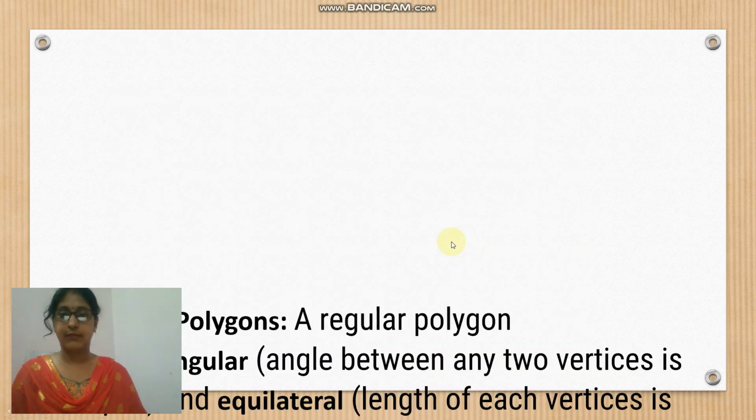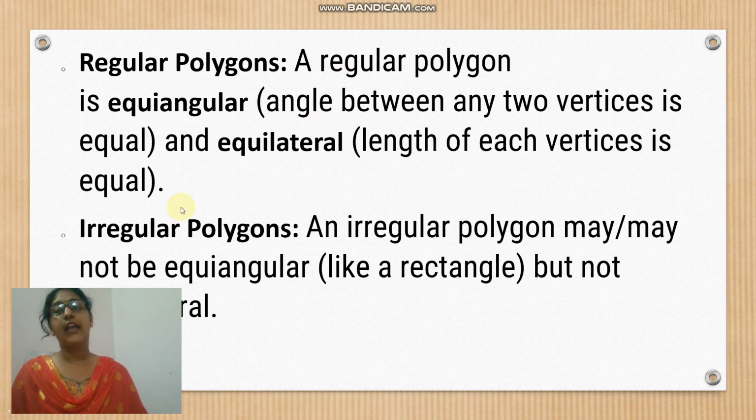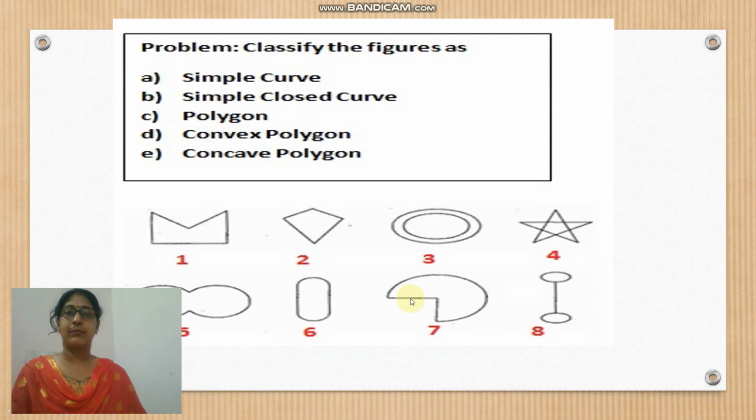So now we can classify polygons as regular polygons and irregular polygons. A regular polygon is a polygon which is equiangular and equilateral, whereas irregular polygons are not necessarily equiangular and are not equilateral. Examples of regular polygons are the equilateral triangle and the square, and irregular polygons we can consider are rectangles and isosceles triangles.